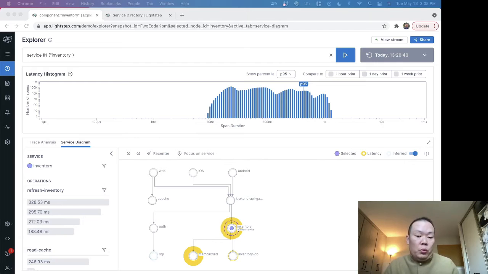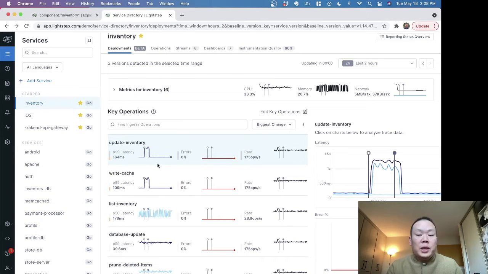So for example, what you see here in front of you is a small view of our service map that shows the services that are upstream and downstream from the inventory service that we are interested in today. Now, I will jump over to our service directory view, and we can actually monitor the actual performance of that inventory service. As you see here, all of the services that report data to Lightstep are listed on the left-hand side in the left nav.